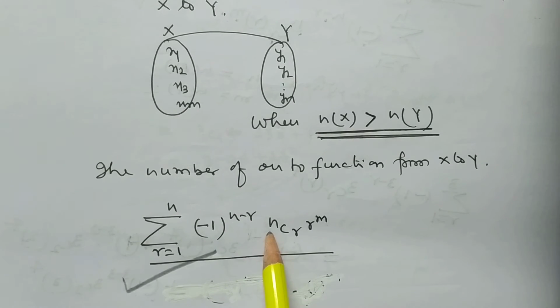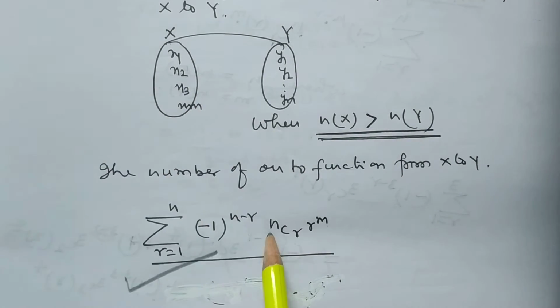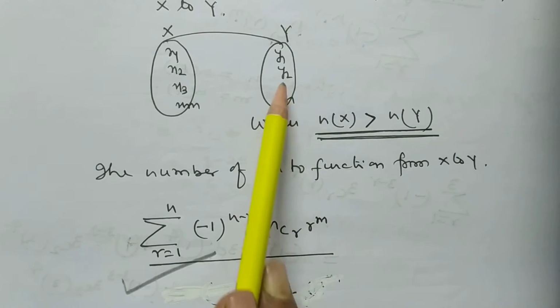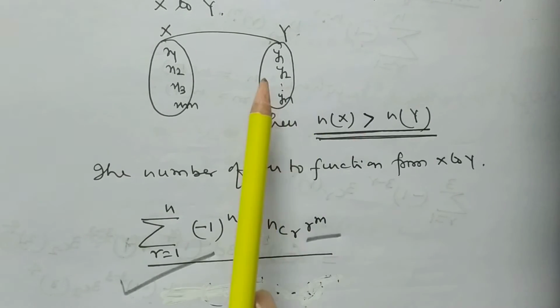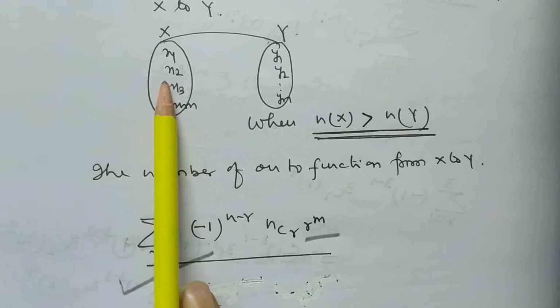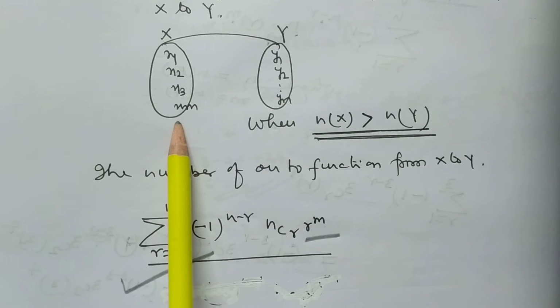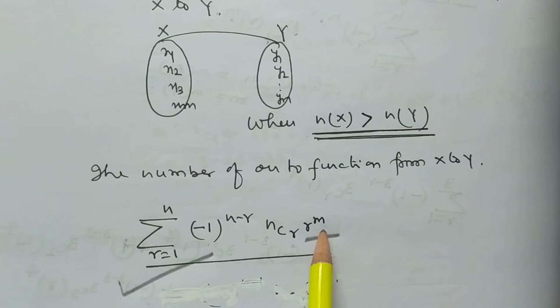N is what? Number of elements of y, that is n, and we take, suppose, r elements out of n. So that is nCr. That is nCr, r to the power m. Here we have r elements and here is m element. So it should have how many possibilities? M possibilities. So r is multiplied by itself m times. It will be r to the power m.